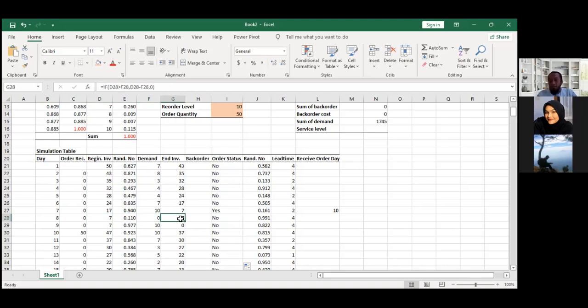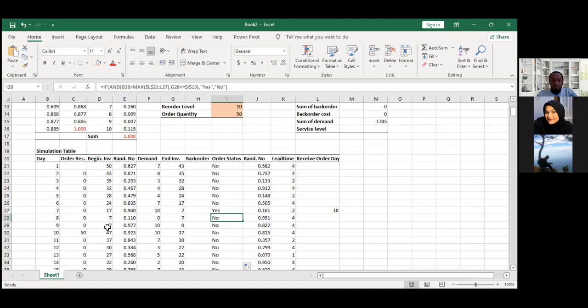So then, even though the ending inventory is 7 and less than the reorder level, when we check, this day is still less than the 10. It means that we already placed an order before, but we still haven't received the order. That's why we cannot place an order again. That's why the status is no. This one is also the same.